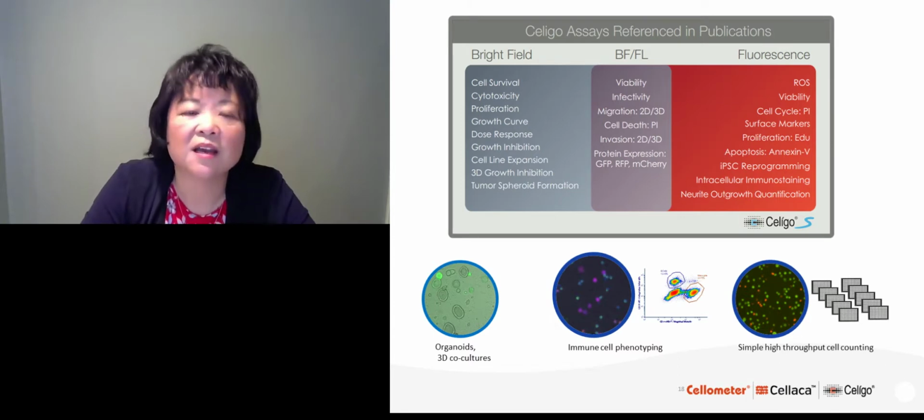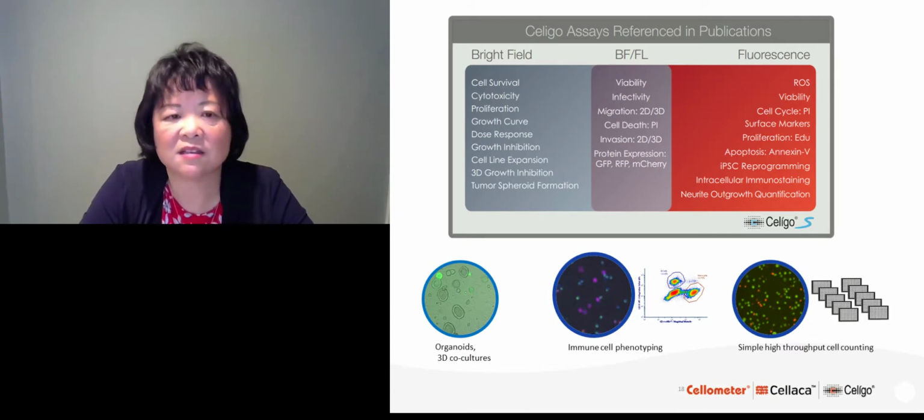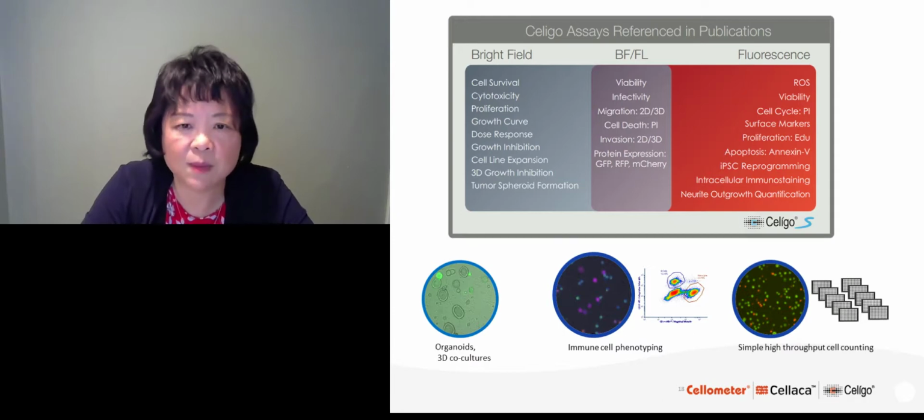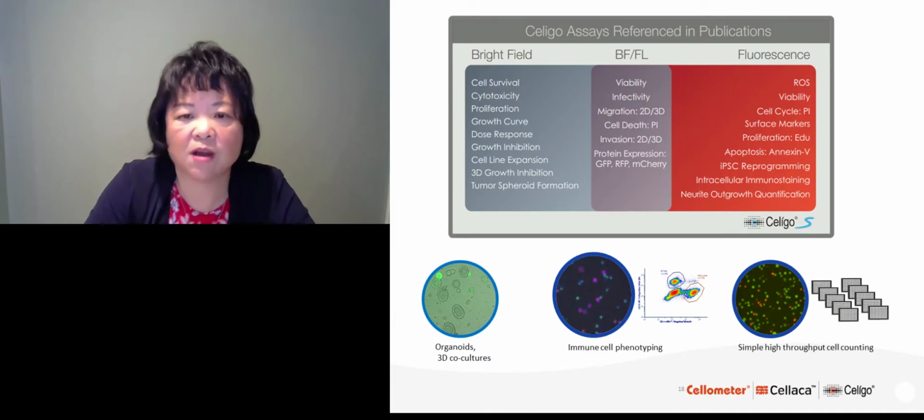To quickly summarize, imaging cytometry can be utilized to give us many different cell-based assays. On the left side, we just use bright field. On the right side, we use fluorescence, but in the middle, we combine all the different imaging techniques to produce additional assay capabilities. Some examples here are the latest applications, such as organoids for quantification of 3D cultures, immune cell phenotyping for CAR T development, as well as pure and simple super high speed throughput cell counting.